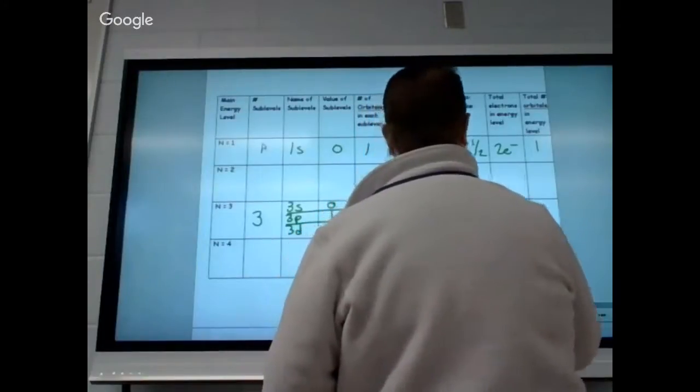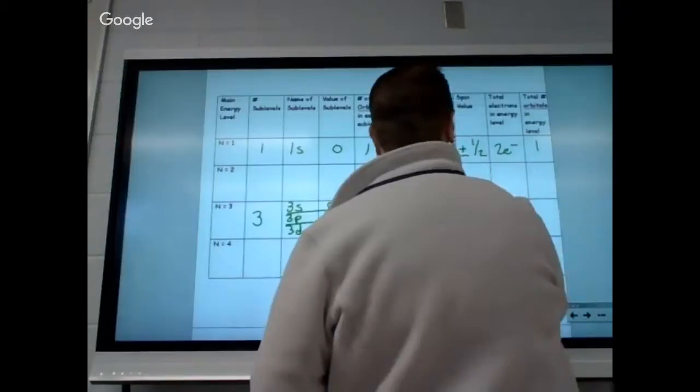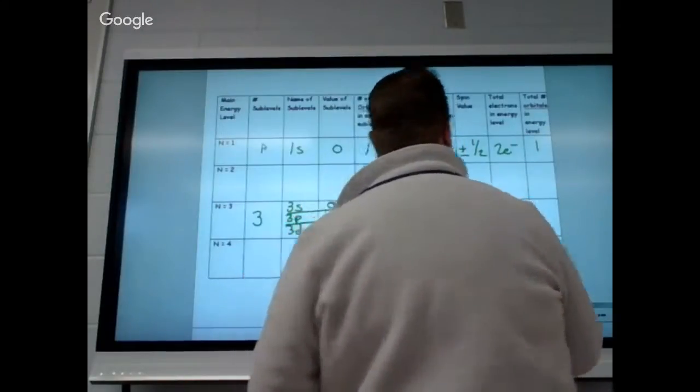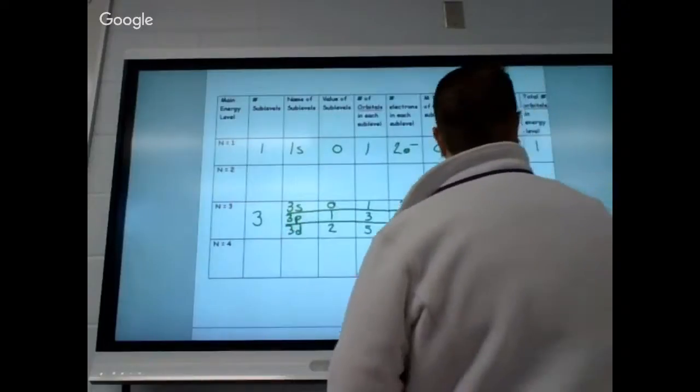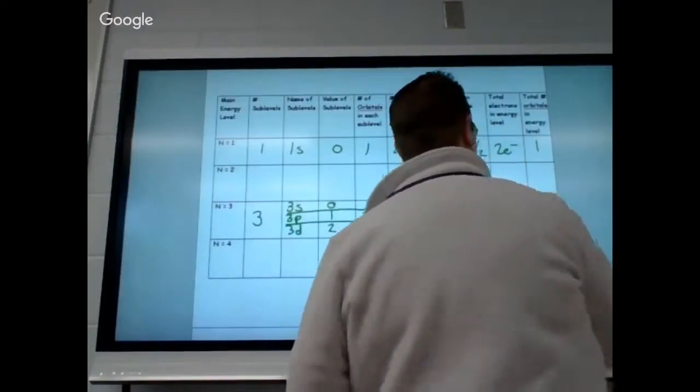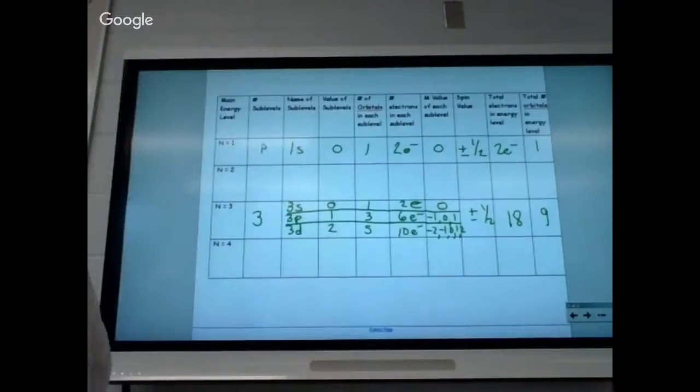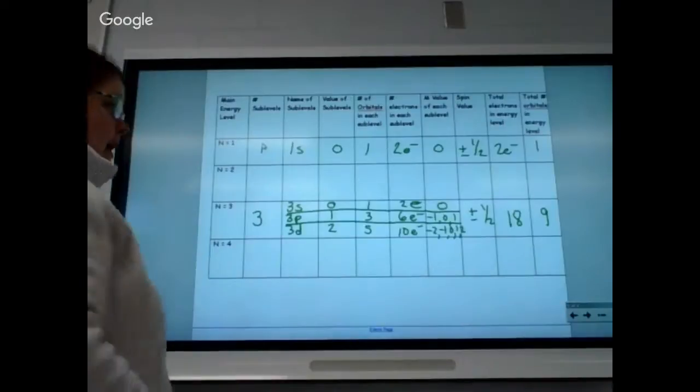All right, spin. And the number of electrons in the energy level. And the number of orbitals. All right, questions about anything on that row? Anybody? All right, so n equals 4.